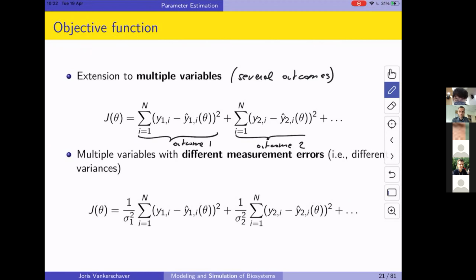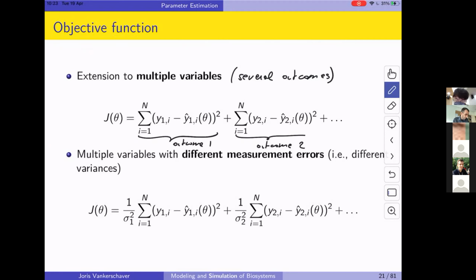And if you hear it explained in words, it's probably obvious what you have to do. If you can make a model for one predictor, you can also make a model for two predictors. You basically just add those objective functions together.